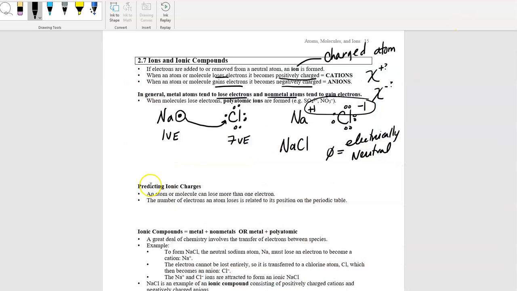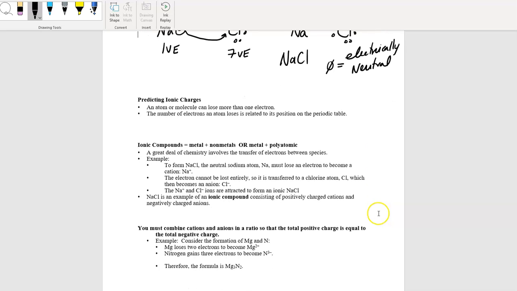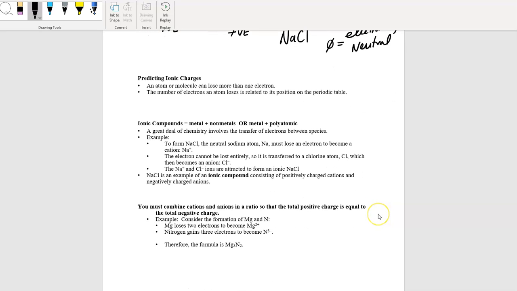Predicting those ionic charges, atoms or molecules can lose more than 1 electron, and it just depends on their position on the periodic table. As we talked about, there are 2 types of compounds, ionic and molecular. When we get to the next section, 2.8, it's going to start with ionic and then go into molecular. Ionic compounds, metals and nonmetals. You can even have metals and polyatomic. But the key is metals like to lose, nonmetals gain. Metals like to lose, polyatomics gain.